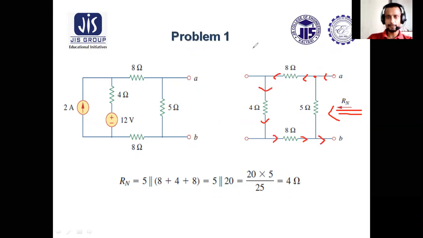this path to reach B, or you can follow this path to reach B. So see here, through this red path, 8, 4 and 8, these three are connected in series. With this series combination, this 5 is in parallel. So finally we'll get 5 parallel to 20, that is 4 ohm.